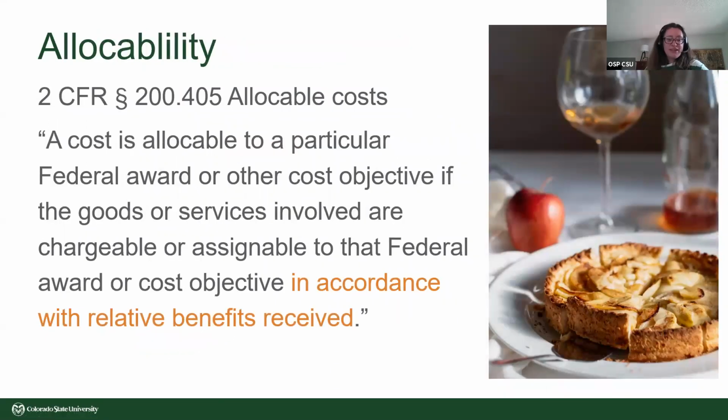So allocability. This is what we were talking about in the previous slide, and it's defined in uniform guidance. A cost is allocable to a federal award or cost objective if the goods and services are chargeable or assignable in accordance with the relative benefits received. So again, let's go back to our 16 binders. If only 3 are needed on that project, then we should only be charging the equivalent of 3 binders to that project, not all 16.